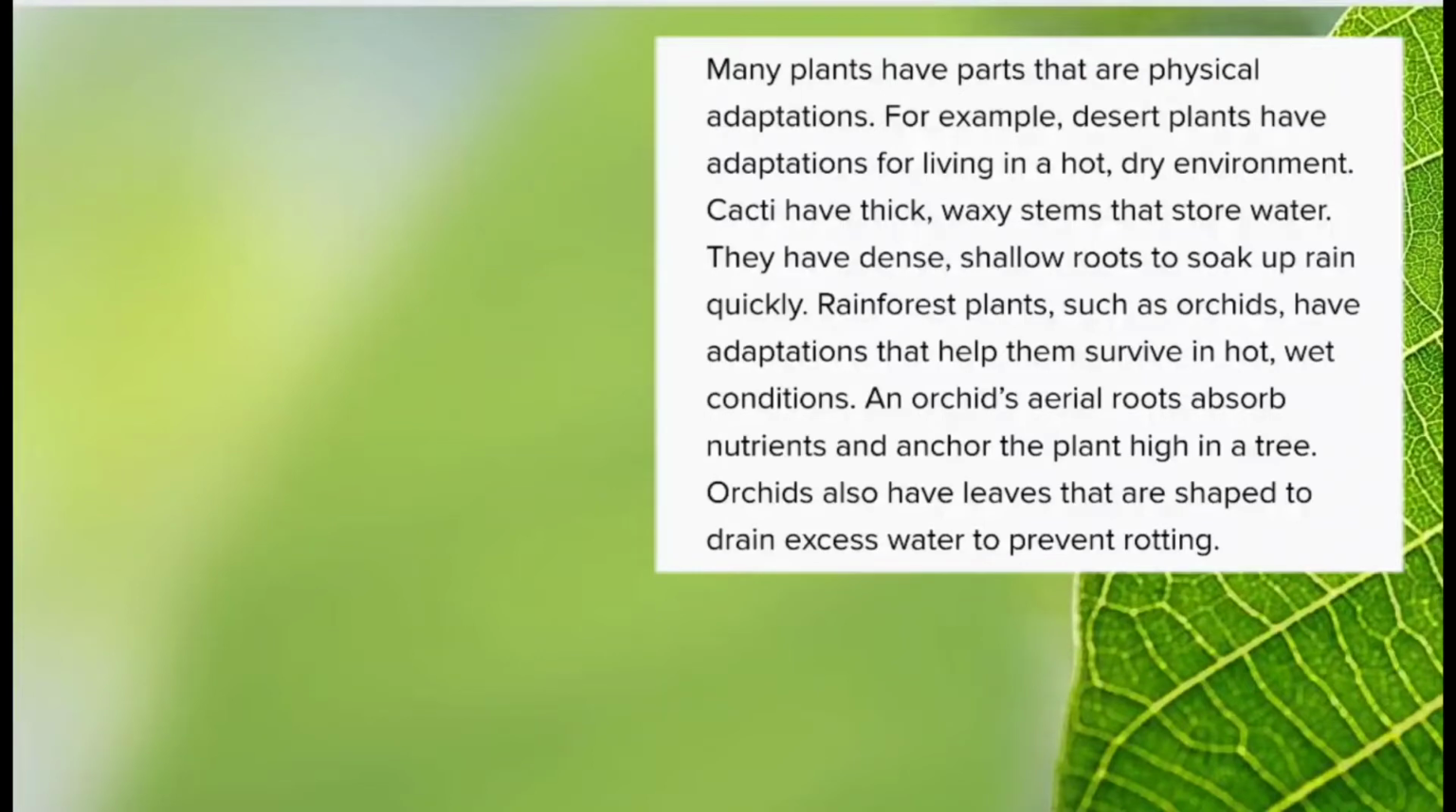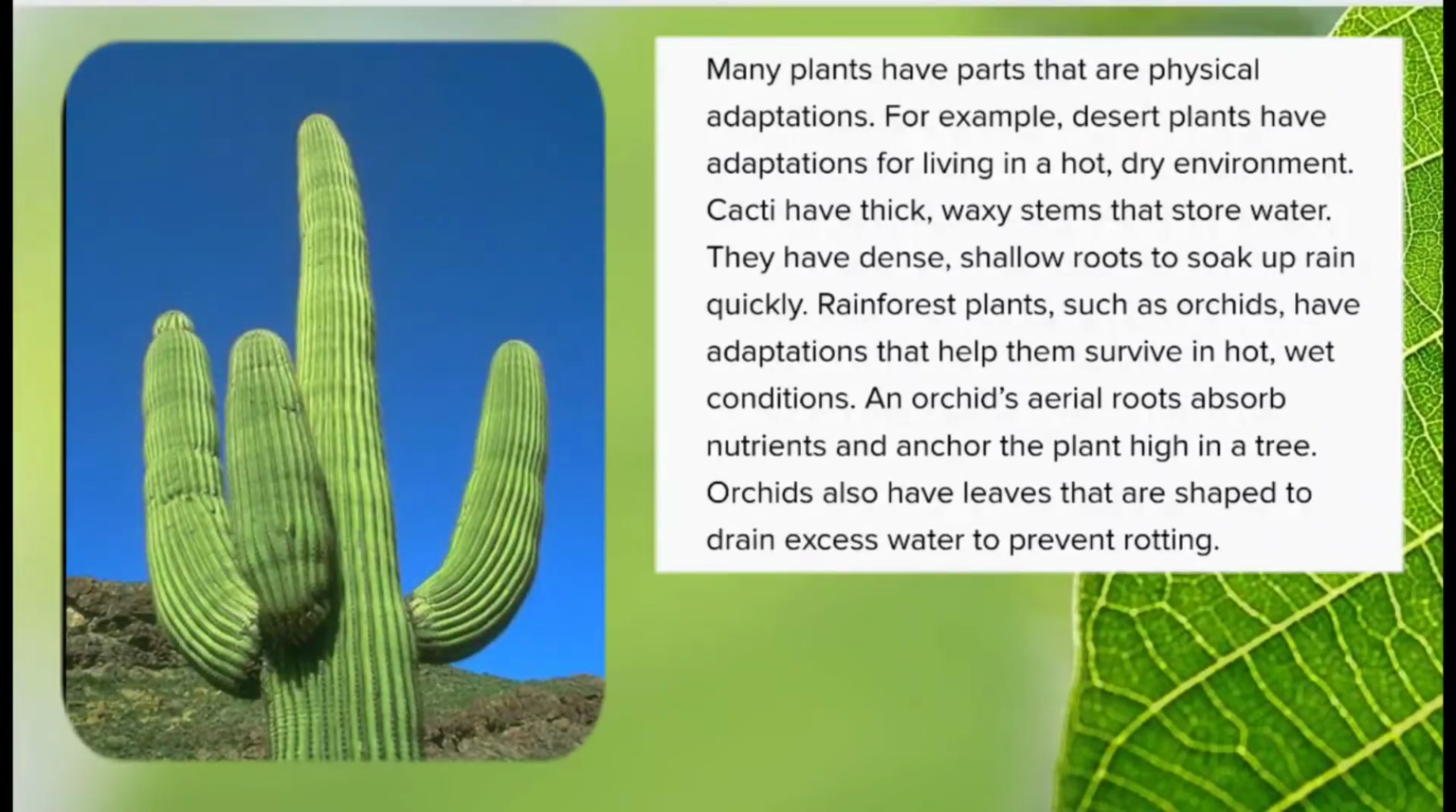For example, desert plants have adaptations for living in a hot, dry environment. Cacti have thick, waxy stems that store water. They have dense, shallow roots to soak up rain quickly.